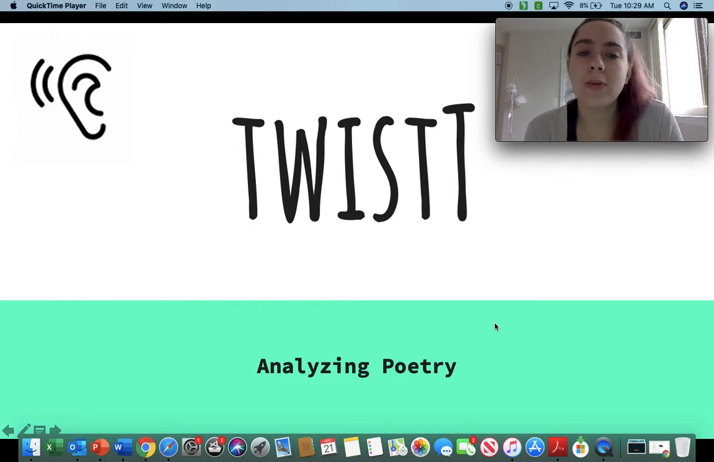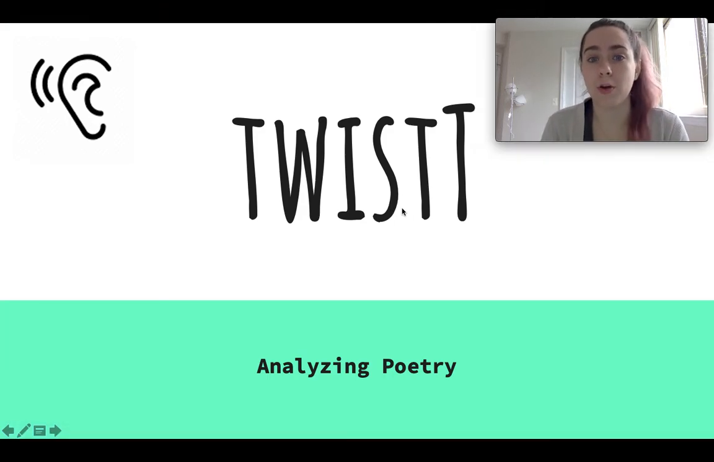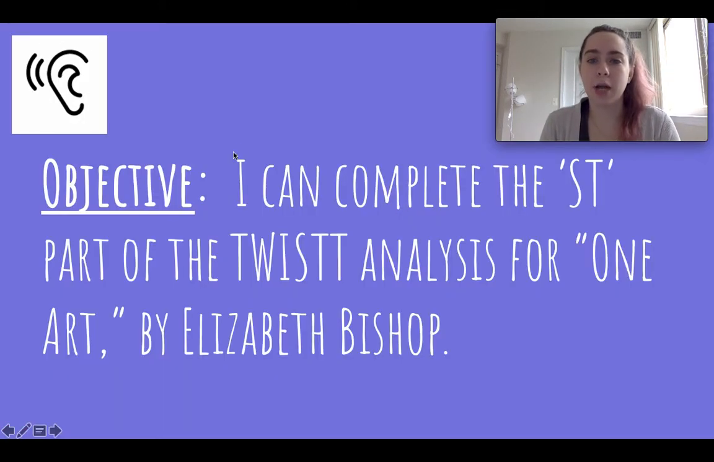Today we are continuing to learn about our TWIST strategy. Yesterday we did the title and the what is it about for the poem One Art. Today we're actually skipping over imagery. There's not really any imagery in One Art. And we're going to do our S and our T, our style and our tone analysis, again for One Art by Elizabeth Bishop. So let's start by going over the objective.